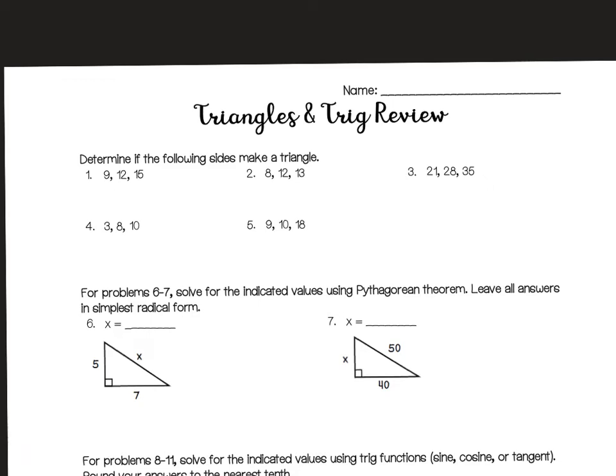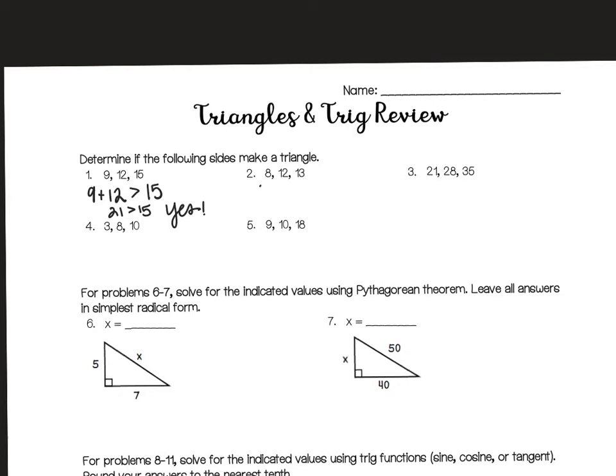So for the first 5, if you want to determine if the sides make a triangle, you're going to add the 2 smaller sides together. So for this first example, the 2 smaller sides are 9 and 12. So 9 plus 12 has to be greater than the third side, which is 15. So if we add 9 and 12, we get 21. Is it greater than 15? Yes, this is a triangle.